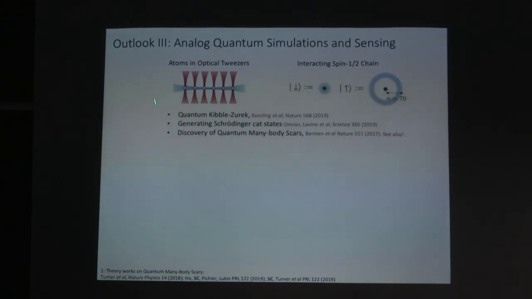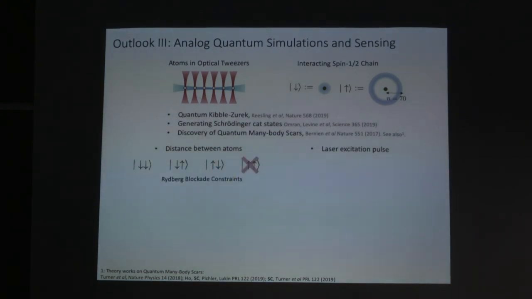My colleagues and I have done multiple experiments, like Kibble-Zurek, and even discovered a new phenomenon, which we now call quantum many-body scar. But what I'd like to talk about is what comes next. In this system, we control the interaction between atoms simply by tuning the distance between nearby atoms. And also, we can apply the laser to make an excitation or de-excitation of these up and down configurations.